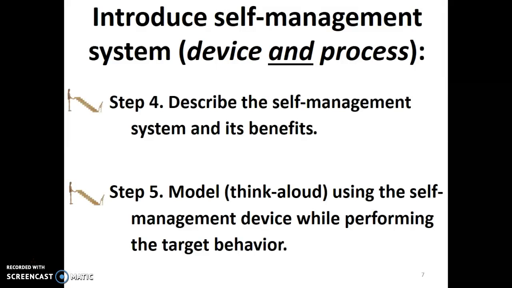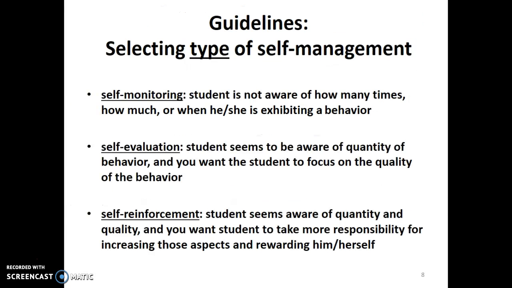Now, under the second category, introduce the self-management system, that is, the device and the process. Step 4 is to describe the self-management system and its benefits. Step 5 is to model or think aloud using the self-management device while performing the target behavior. So in deciding the type of self-management that you want to teach the student, that starts to impact what type of device you want to use.